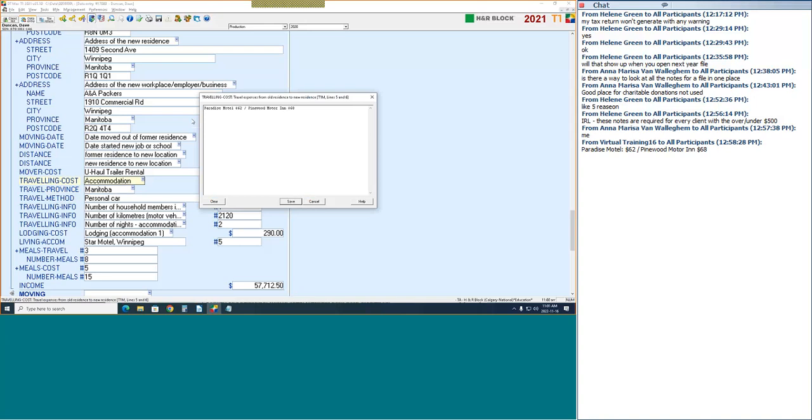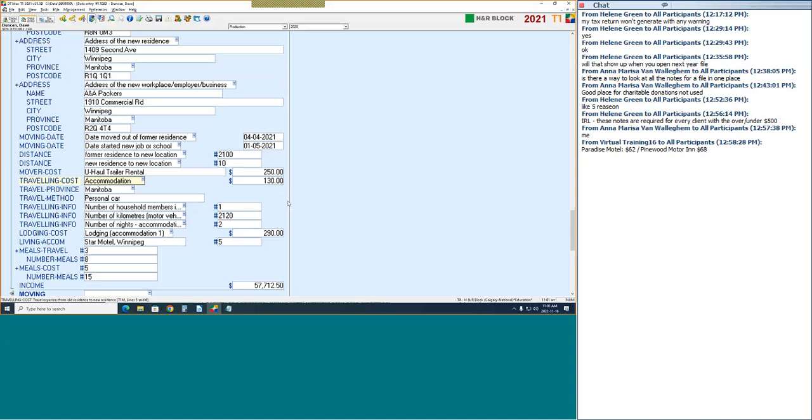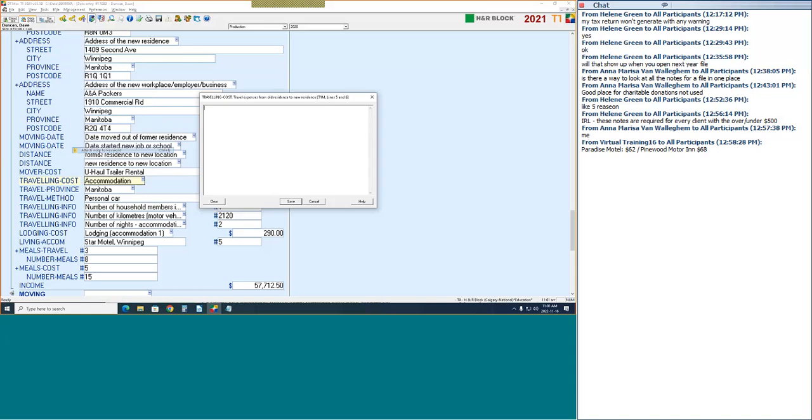68 equals 130. Where did I get those numbers from? If I need to find where I got those receipts from, I can ask the client. If he's lost them, he can go find them for me, and it should give me my check mark, except I hit clear and not save because I do that when I'm going quickly.